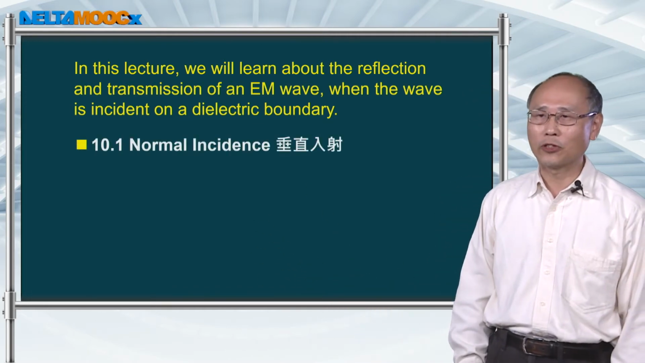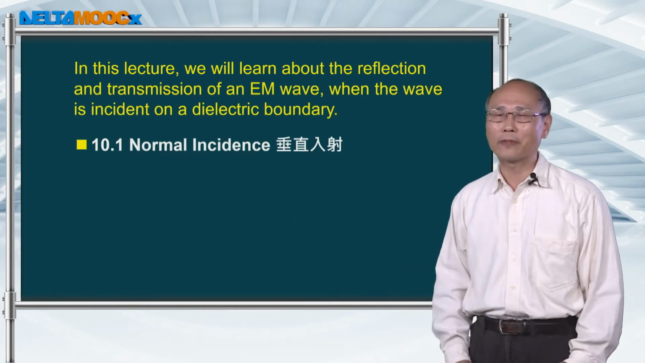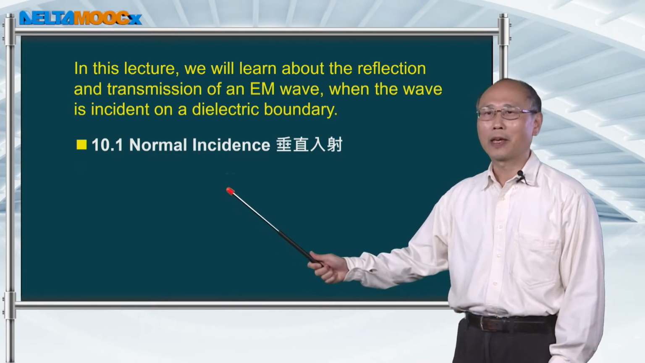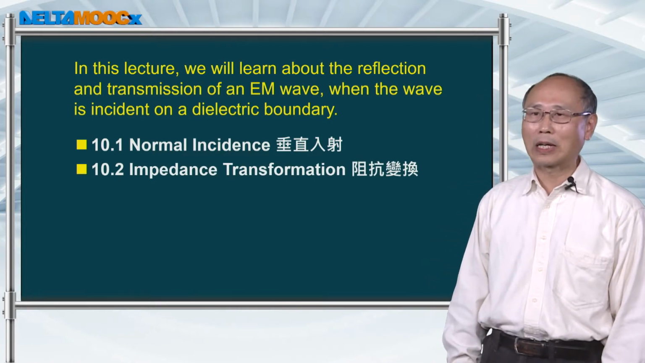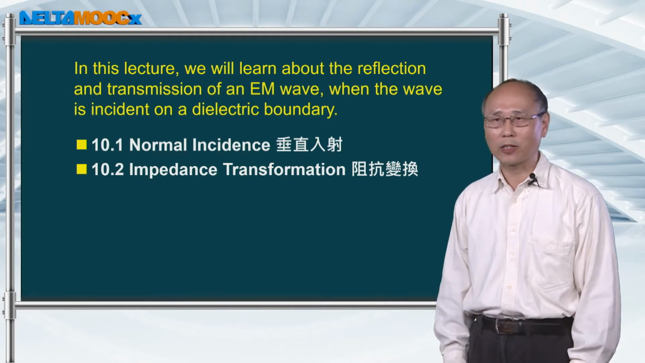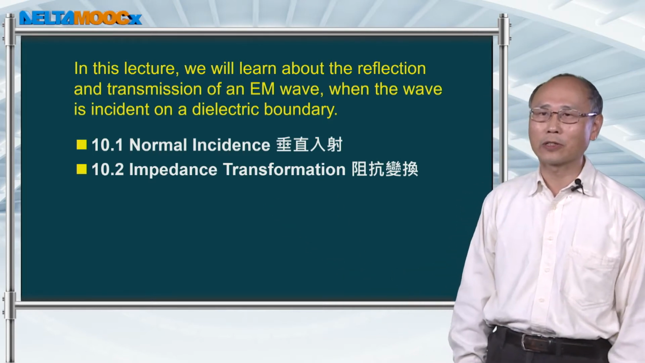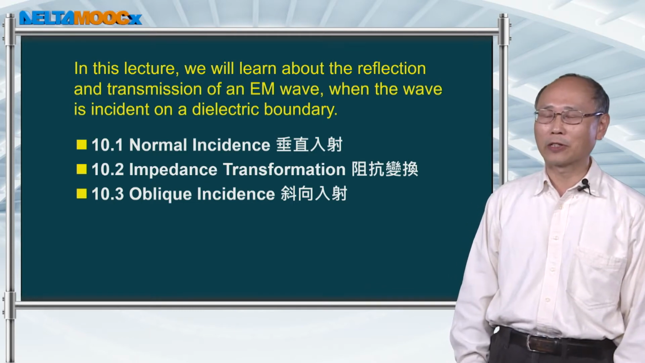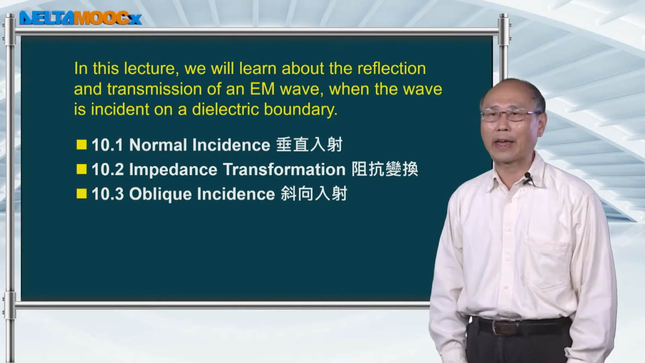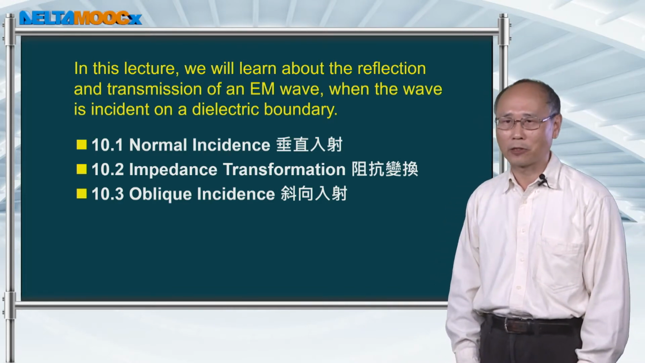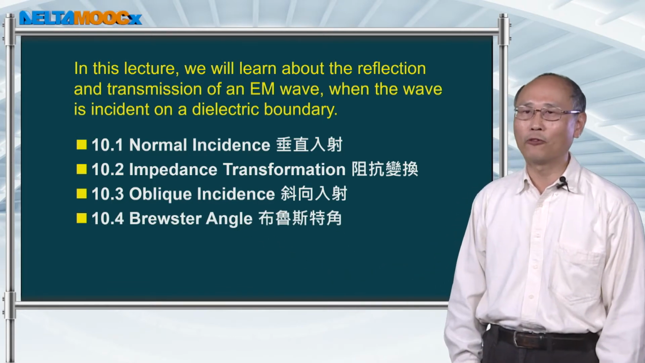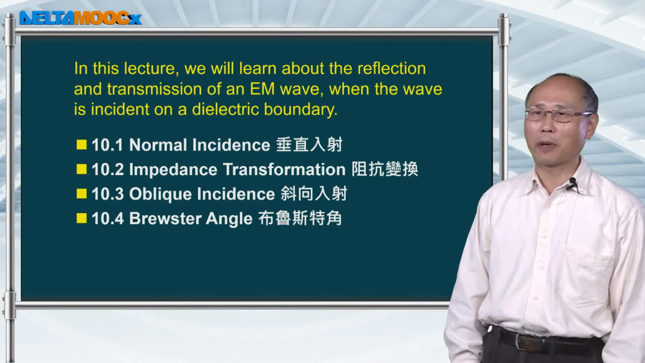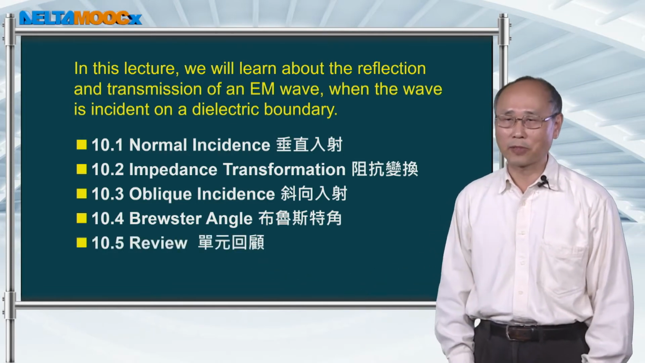The first section is going to show you a simple configuration where you have a wave incident on a dielectric boundary along the surface normal direction of the boundary. For the second part, we're going to talk about impedance transformation because we could be dealing with multiple dielectric materials, and this part is going to be closely related to transmission lines. For the third part, the situation becomes a little bit more complicated where we send a wave at an angle with respect to the surface normal direction of the boundary. And for section 10.4, we're going to talk about quite an important phenomenon when you send a wave at an angle with respect to the surface normal direction. Finally, we're going to have some review.